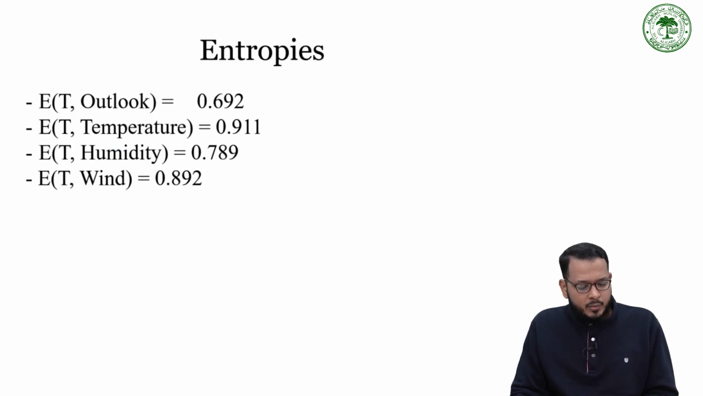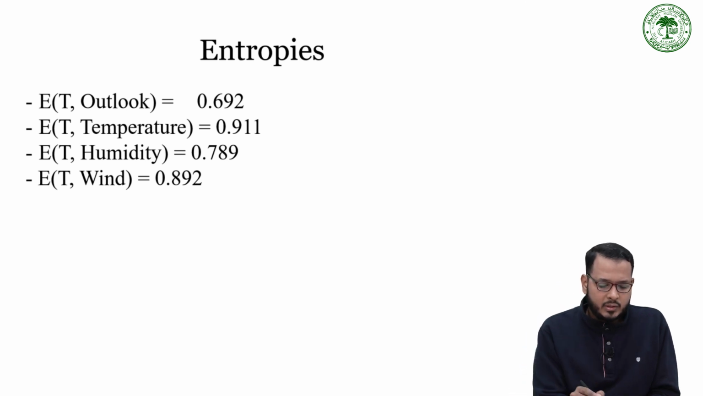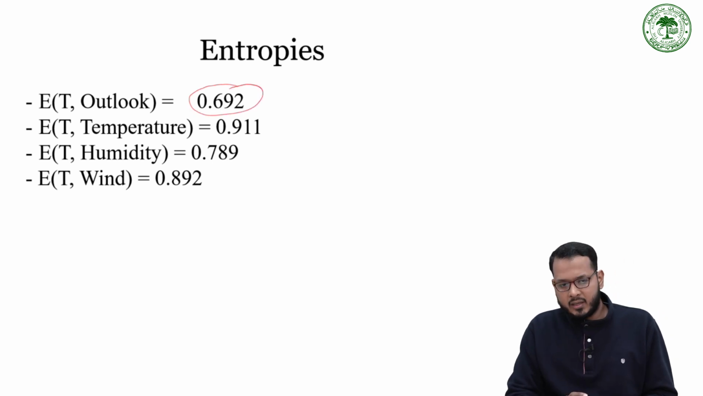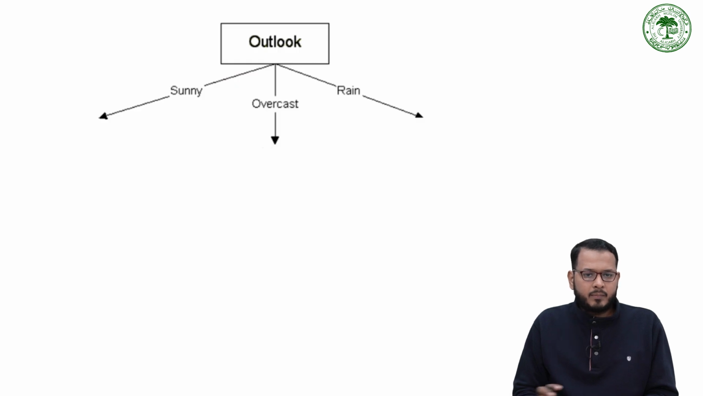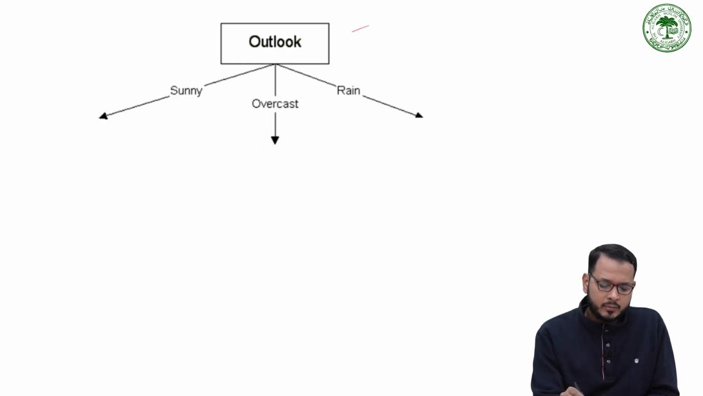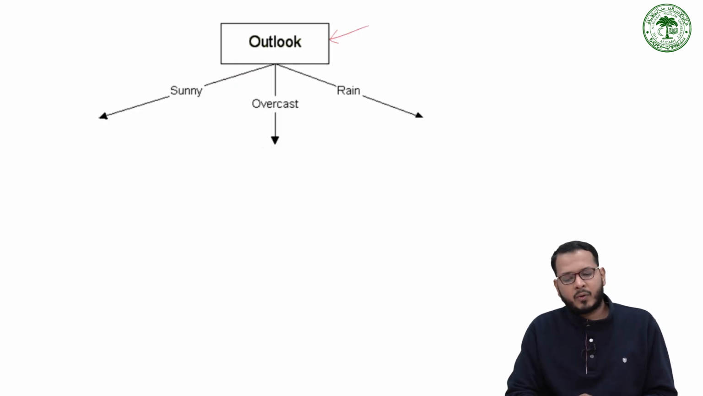When we calculate the entropy in the likewise fashion for all the attributes, it turns out that Outlook gives the minimum entropy, making it the best attribute to start the decision tree, or in other words, the root of the decision tree. So Outlook comes at top for having the minimum entropy value.